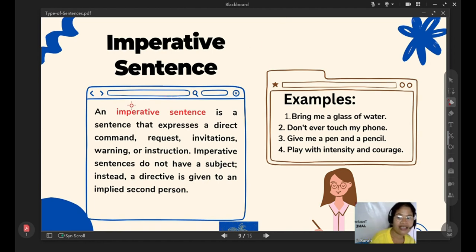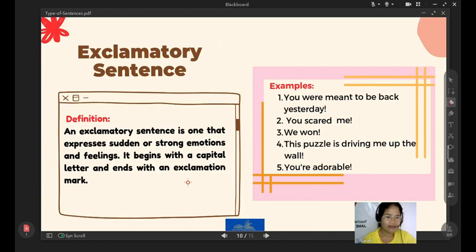An imperative sentence is a sentence that expresses a direct command, request, invitation, warning, or instruction. Imperative sentences do not have a subject. Instead, a directive is given to an implied second person. For example, bring me a glass of water. Don't ever touch my phone. Give me a pen and a pencil. Play with intensity and courage. So as you see, there is no subject here, but it is directive. Alright, very good. Next.